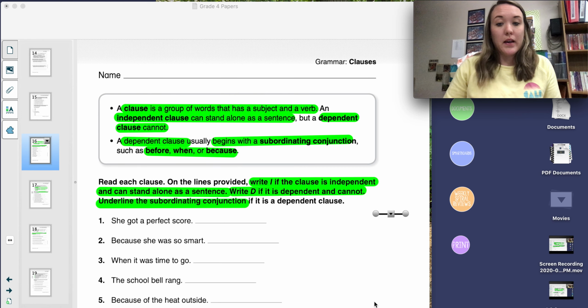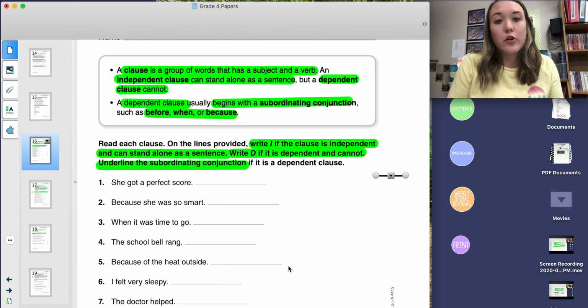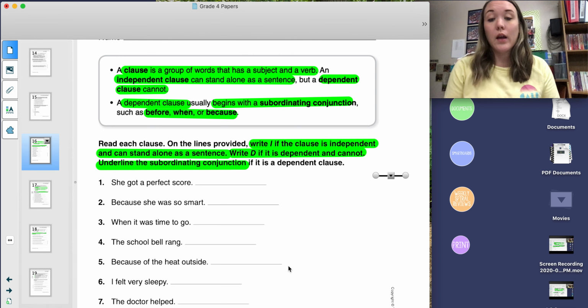Your first page is page 16, and the box at the top states that a clause is a group of words that has a subject and a verb. An independent clause can stand alone as a sentence, but a dependent clause cannot. Think about those words. The word independent means that something is self-sufficient. They can be alone, just like an independent clause can stand alone as a sentence. When you are dependent, it means that you depend on others for survival. So just like a dependent clause cannot be a sentence on its own, it relies on an independent clause.